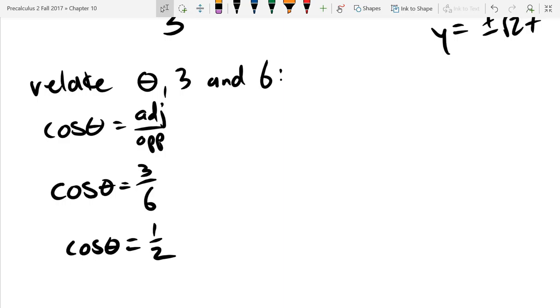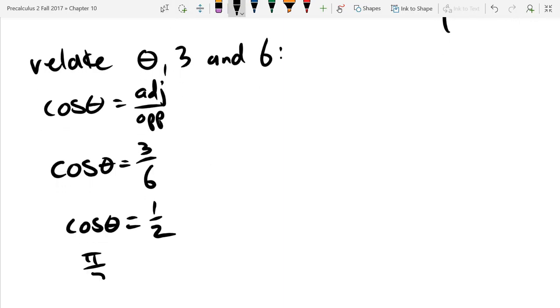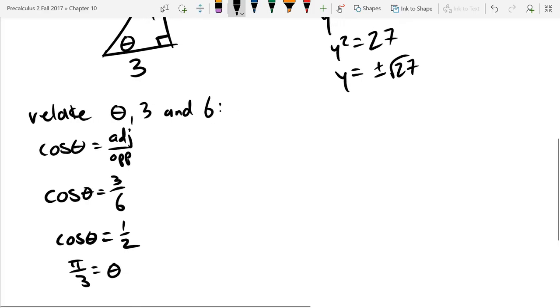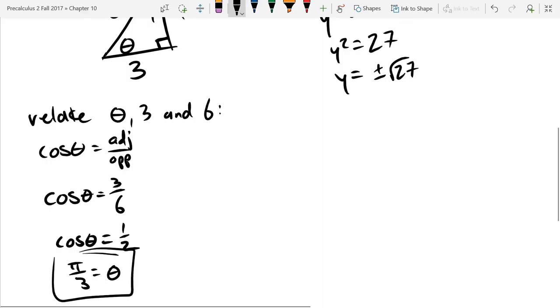Pi over 2 would be the square root of 3 over 2. So pi over 3 is theta right there. All right, so we figured out theta is pi over 3. My triangle is too small to label inside my triangle, so I'll just put a box around it right there.